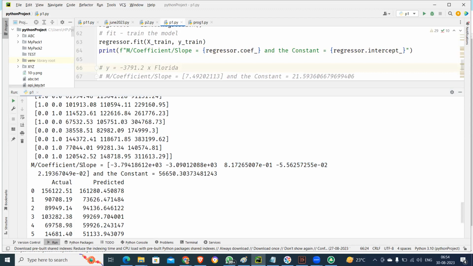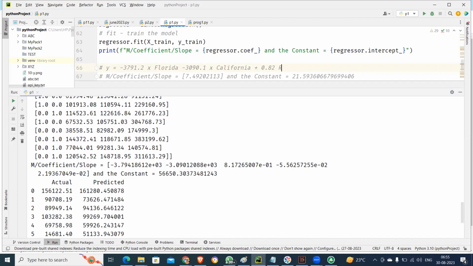This is also minus, so here it is going to be minus 3090.1, and this is California. California will be either 0 or 1, right? Next, the third value, 8 point, it is minus 1, so it will be 0.8, so plus 0.8 to R&D spend, right?